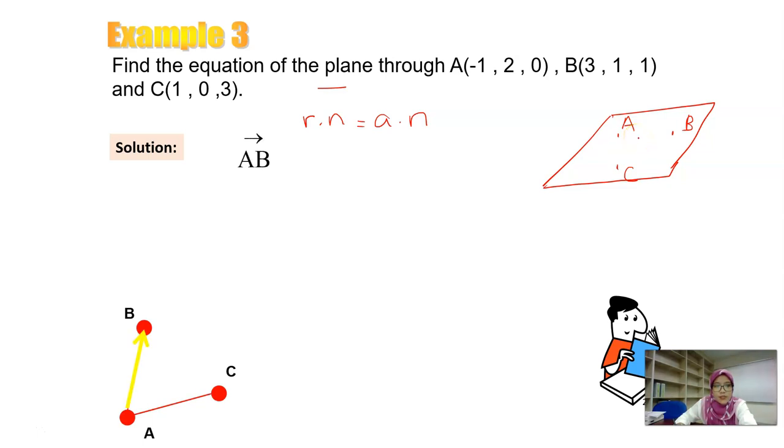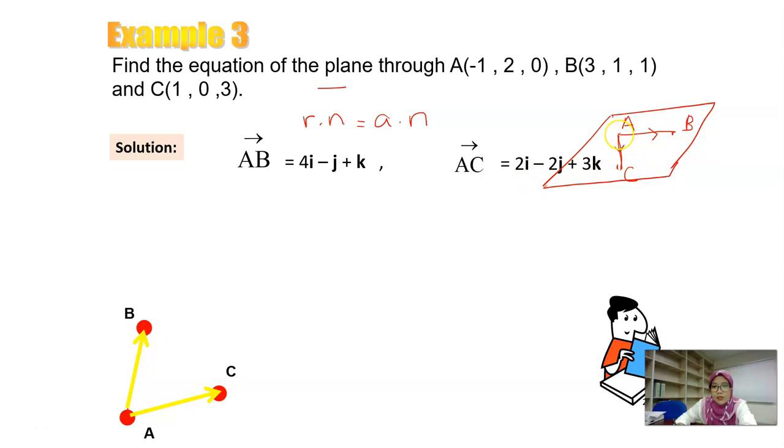Okay, how do they find it here? They are using AB. Find this vector AB, and you get 4i − j + 3k, and AC is 2i − 2j + 3k. Alright, so now you have two vectors on the plane.